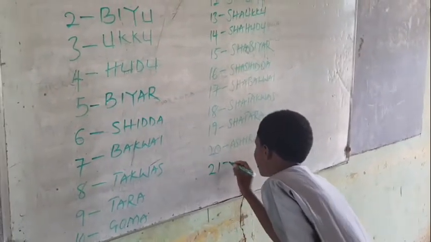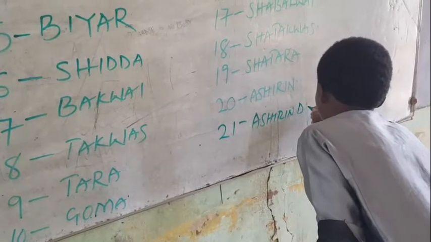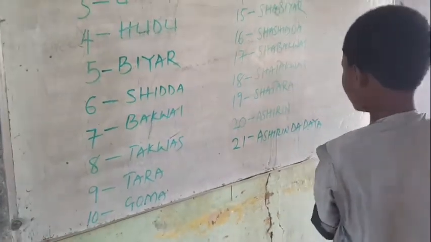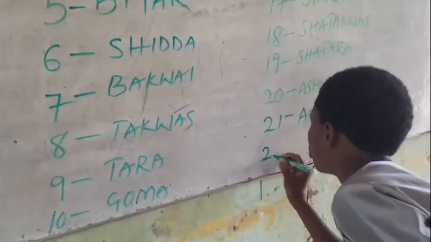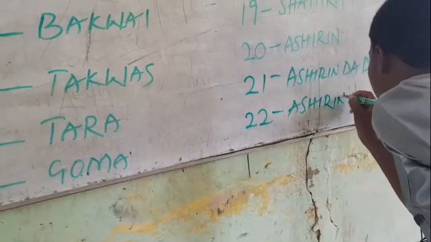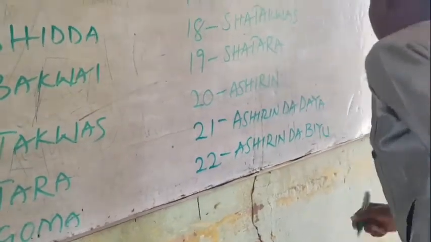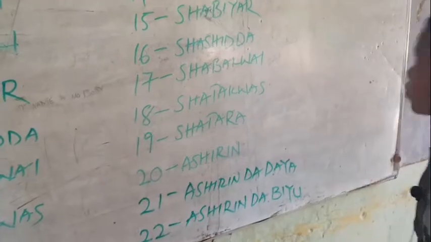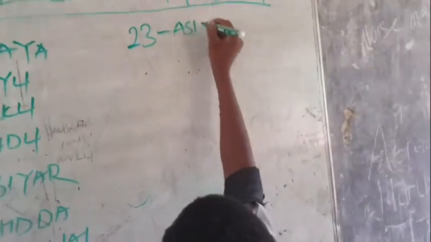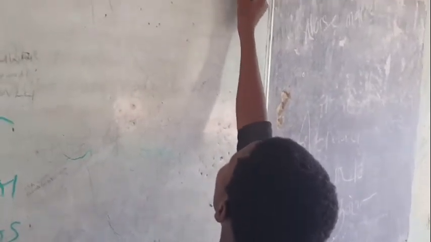21, you call it ashirin da daya. You see, ashirin da daya, 21. 22, ashirin da biyu. 23, ashirin da uku.